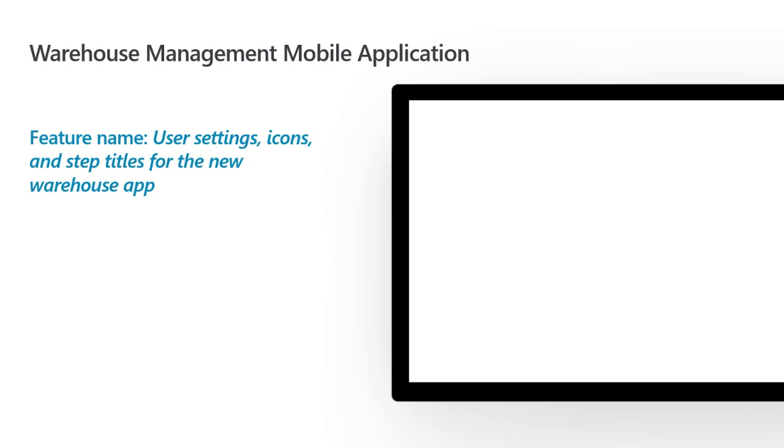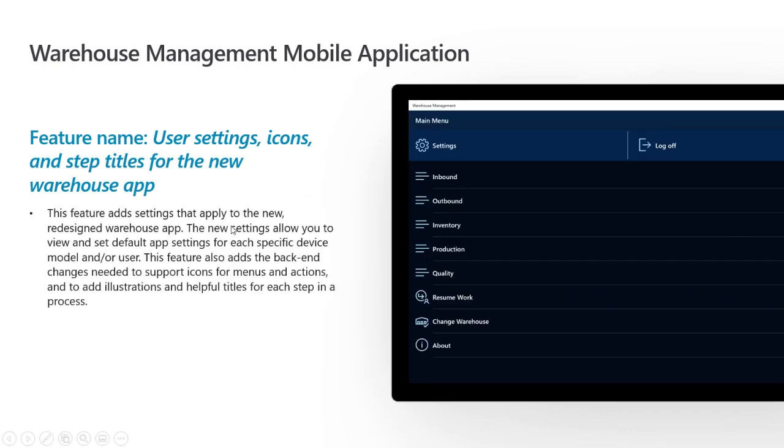And once you have done that, there is a feature that should be enabled, and it's called the user settings, icons, and step titles for the new warehouse app. Luckily, that one's pretty self-explanatory, but basically what it does is give us the support for these new icons and some of the more user-friendly step titles that we've put into the workflows for this new application.